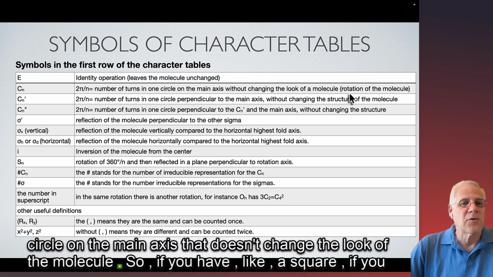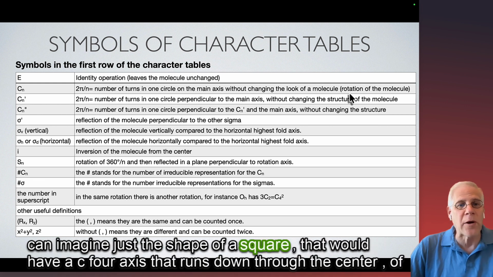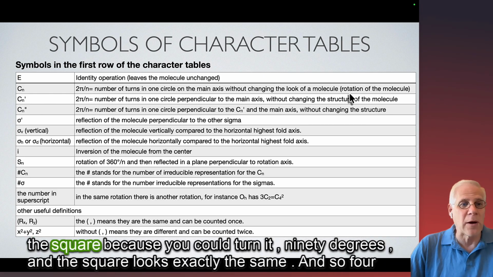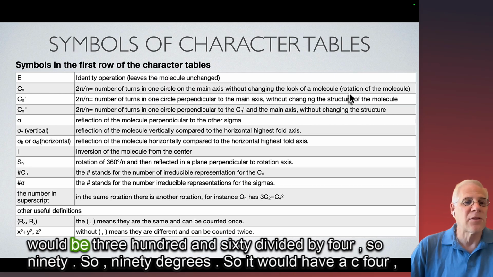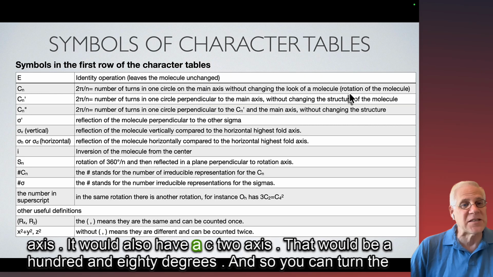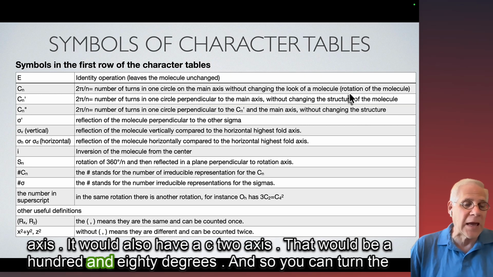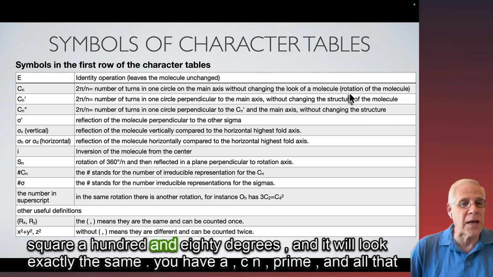So if you can imagine just the shape of a square, that would have a C4 axis that runs down through the center of the square, because you could turn it 90 degrees and the square looks exactly the same. And so 4 would be 360 divided by 4, so 90 degrees. So it would have a C4 axis. It would also have a C2 axis, that would be 180 degrees. And so you can turn the square 180 degrees and it will look exactly the same.